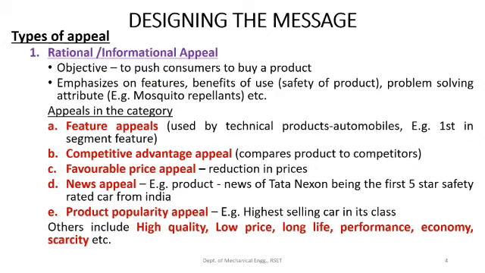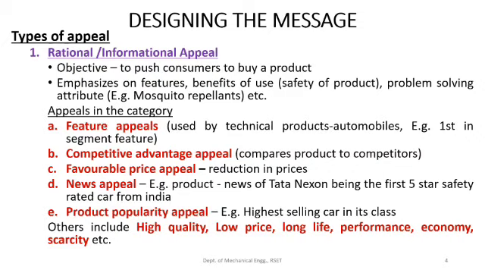Then another appeal is a news appeal. An example for a news appeal is the news of Tata Nexon being the first 5-star safety rated car from India. That particular news itself is an appeal, and it projects that when you use that car, it gives you the benefit that you are safe in it. So that feature or benefit of use is brought out through news, where a particular product has been rated such and such for such and such tests. That is an appeal called a news appeal.